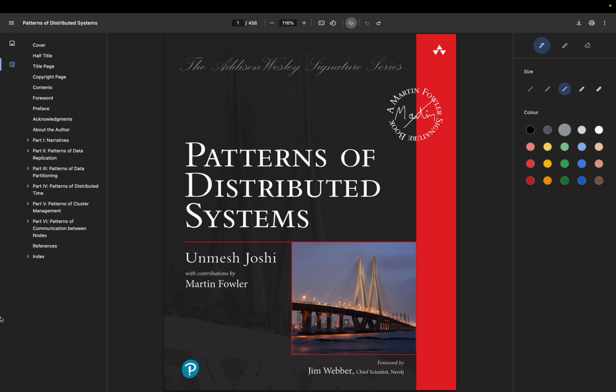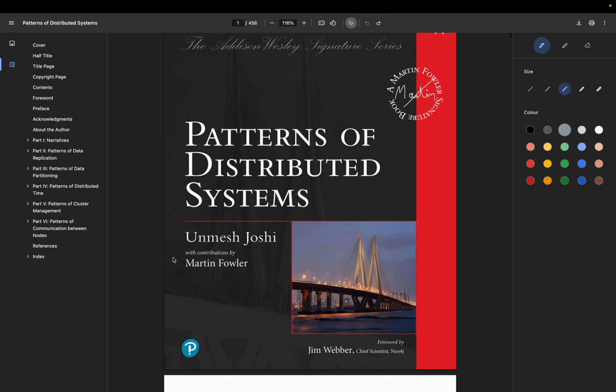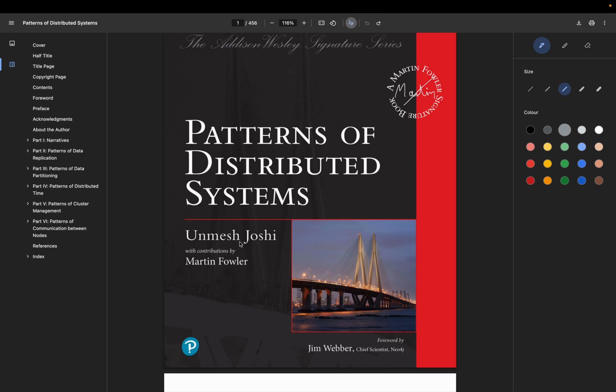First of all, I will go with the name and title. This is called Patterns of Distributed Systems. You can find this book on Kindle or Amazon to buy if you want the hard copy or soft copy. I will also drop the link in the description in case you want to download the soft copy for free. This book is written by Unmesh Joshi with contribution by Martin Fowler.